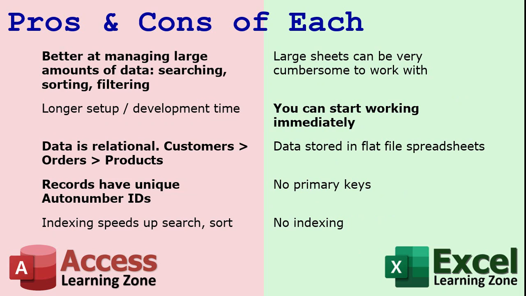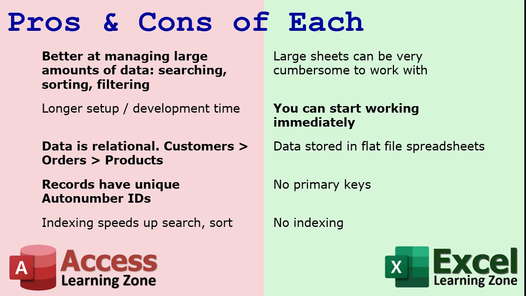All right, I've touched on this one before. Access is better at managing large amounts of data, searching, sorting, and filtering, whereas large sheets can be very cumbersome to work with in Excel. If you've got an Excel sheet that's more than a couple hundred rows, I think that's starting to get unmanageable. We've talked about the longer setup and development time, whereas with Excel you can start working immediately.